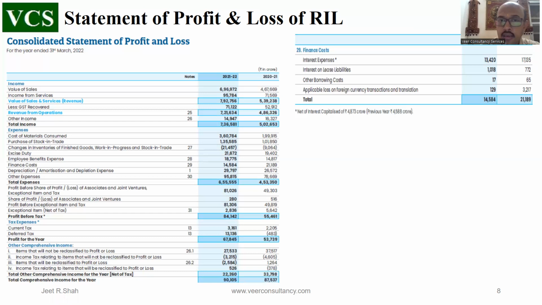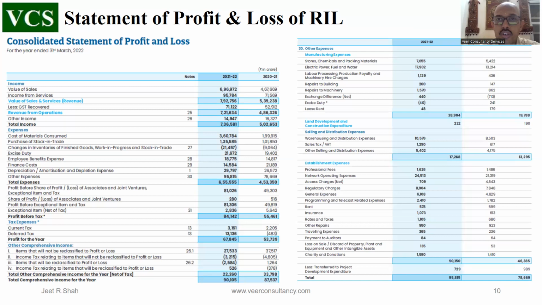This is a very important concept, which you'll be learning more in depth in the class, how it helps you to play with the numbers and present a case that you want to present either to the tax authorities or to the bankers or to the investors. Now this was finance cost. As we go down, we have depreciation. It is very critical. Then we have depreciation and amortization and depletion expenses.